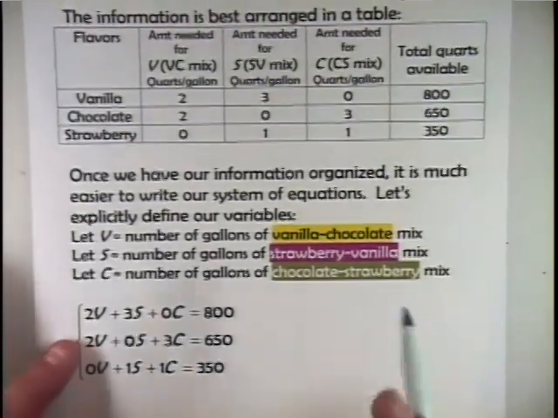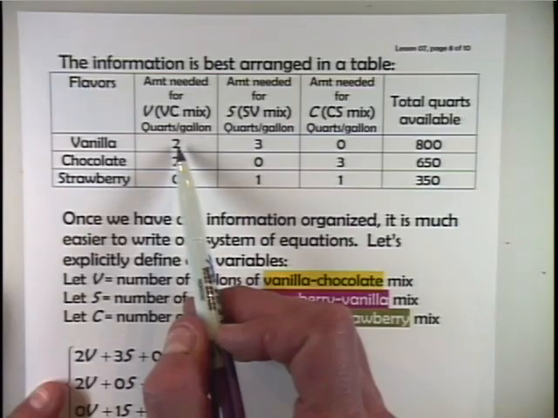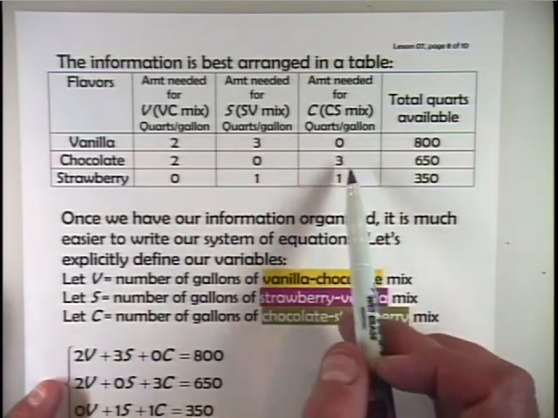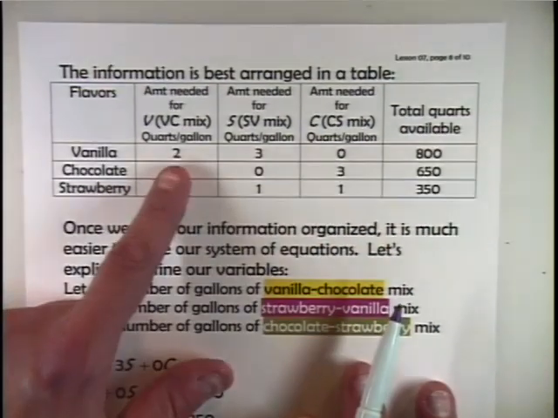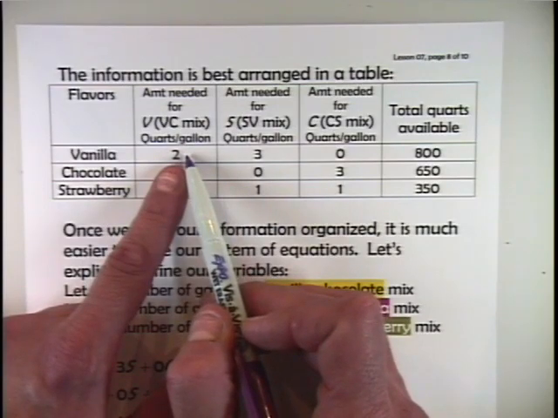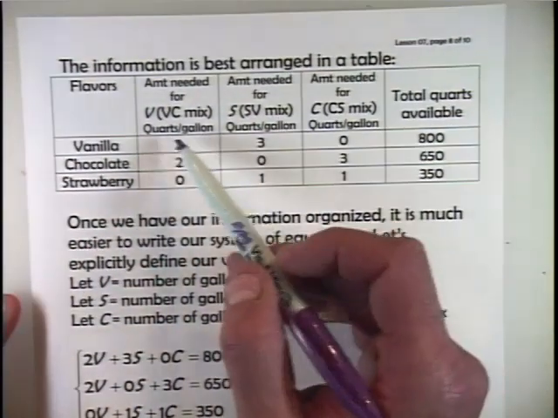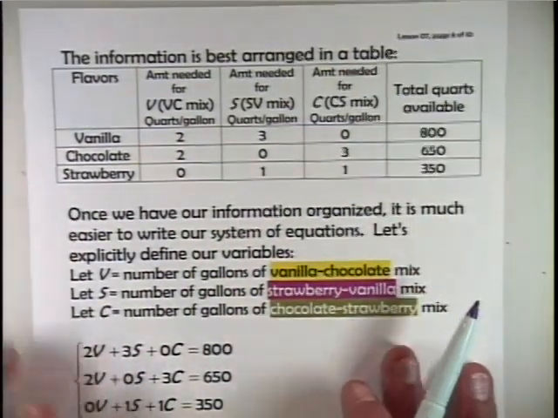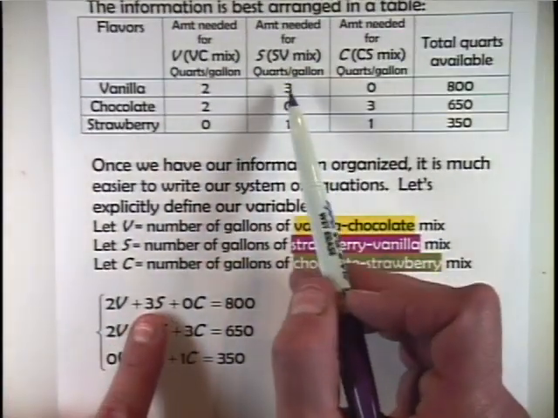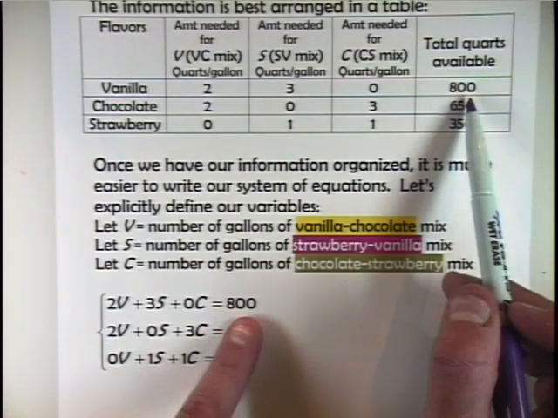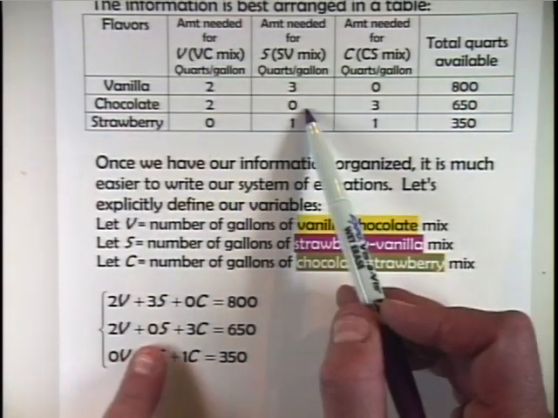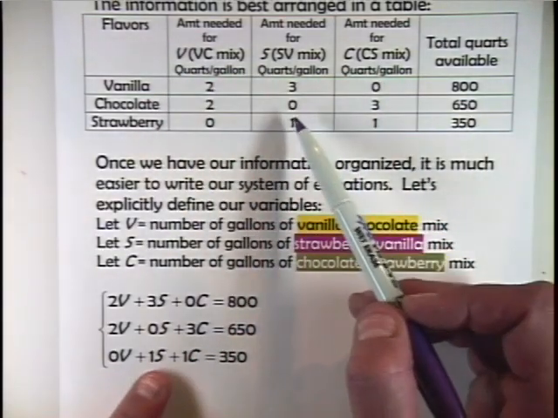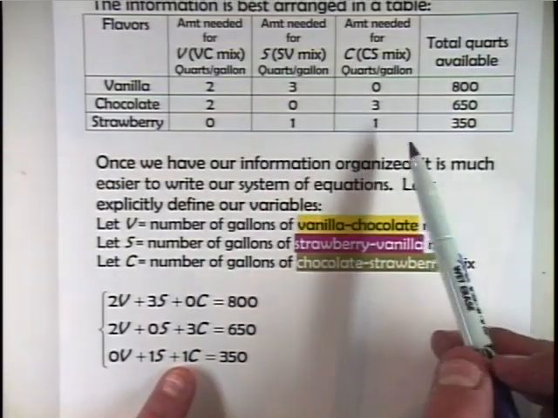Now, how do we set up our equations? Well, the column is really set up ready to go. It's going to be 2 times V plus 3 times S plus 0 times C, and that's going to equal 800. So notice that if I take the units here of quarts per gallon and I multiply it by gallons, I get quarts. And so the units of these equations are going to be quarts, which add up to the total number of quarts. So doing that, I get 2V plus 3S plus 0C equals 800. And the next row, I get 2V plus 0S plus 3C equals 650. And finally, 0V plus 1 times S plus 1 times C equals 350.